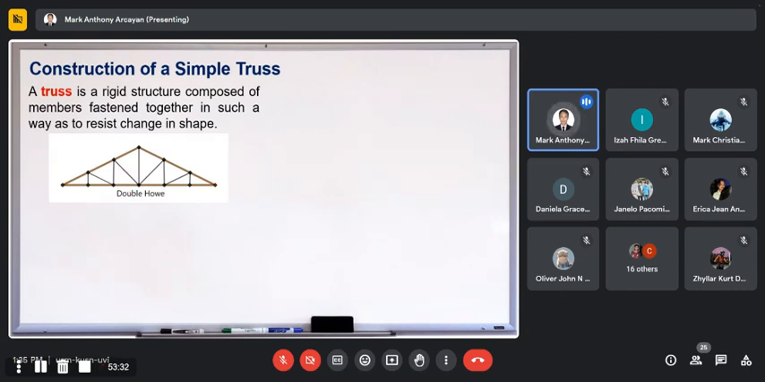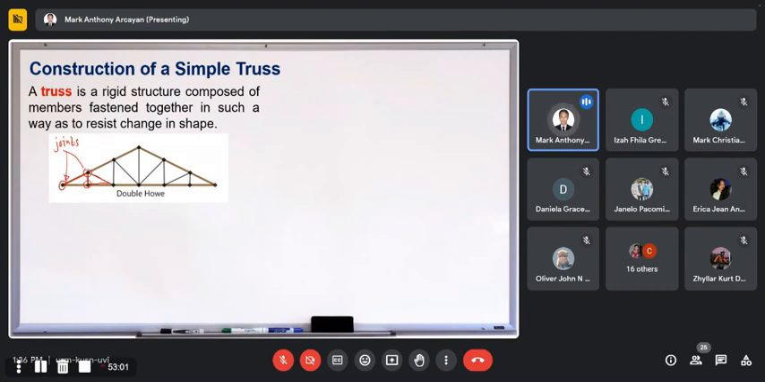So naatay mga members diri ano, mga rigid members, this one, this one, this one. So arrange para maka-resist siya og deformation. Then ang kada rigid members are connected or fastened together rigidly using pin connections, mga pins kani siya. Pin 1, pin 2, or this is also called as joints, no? Mga joints nato sa ato ang truss.